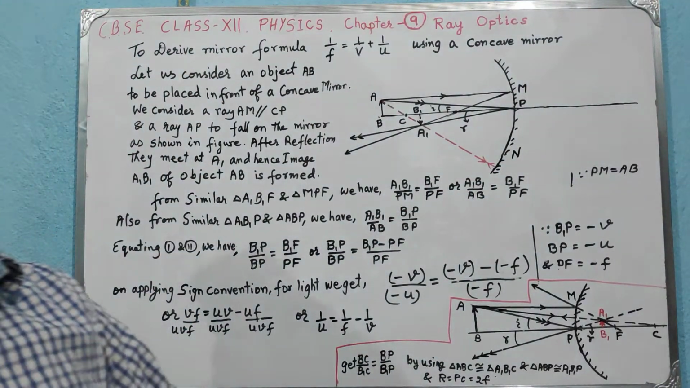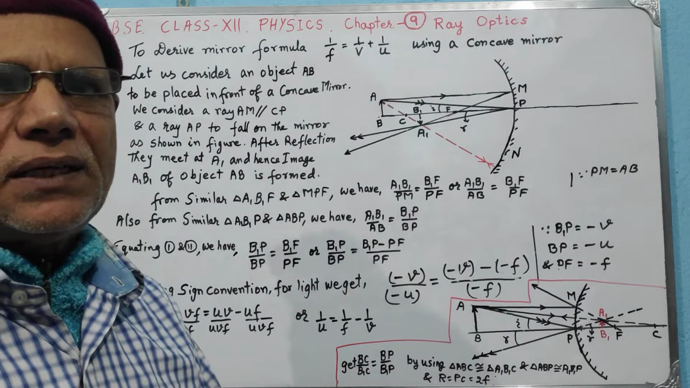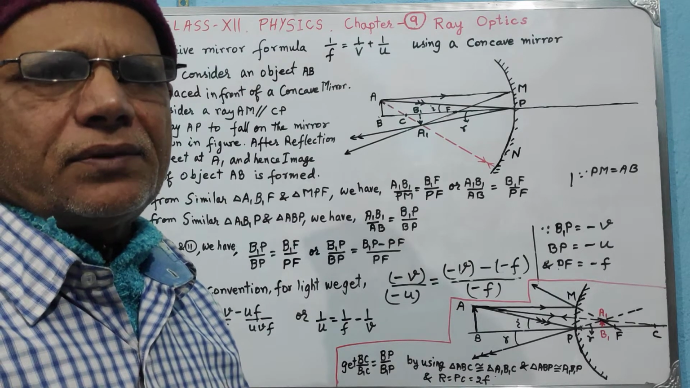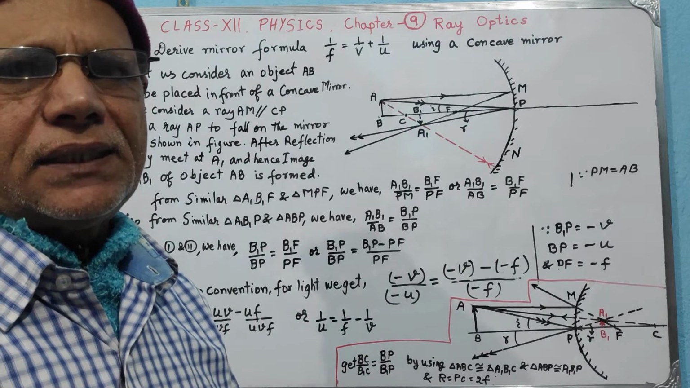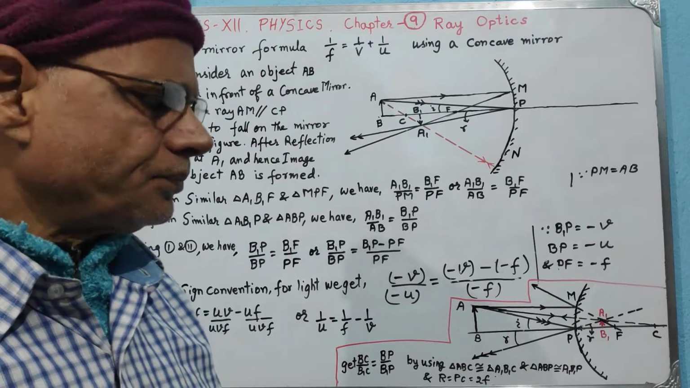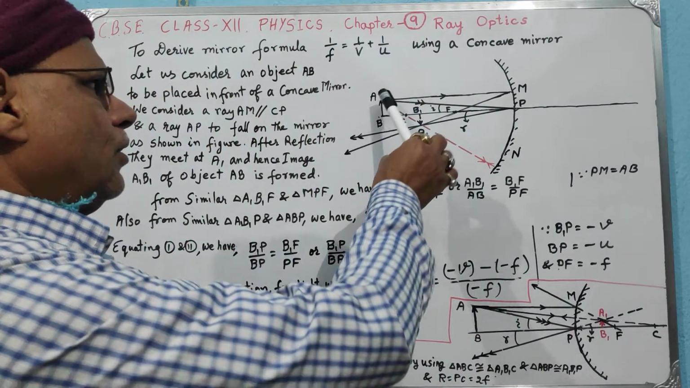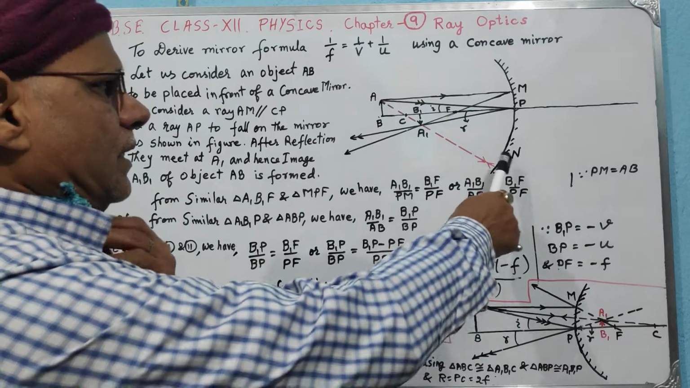Dear students, today we are going to derive the famous mirror formula. I hope you all have read it in class 10 as well, but still I believe that we must revise it if you already know it. Well, we have considered an object AB which is placed in front of a concave mirror.